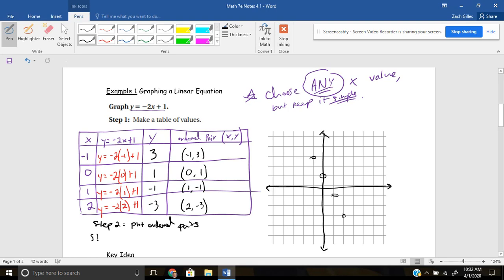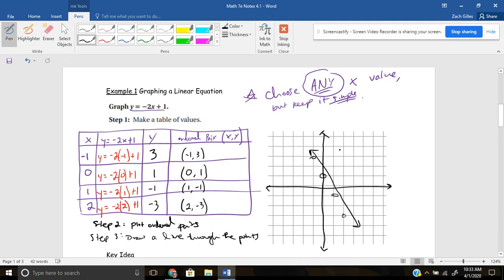So the third step, step 3, is to draw a line through the points. Okay, draw a line through the points, and then I'm done. As best as I can here, not promising a perfectly straight line, but if you have a textbook or a ruler or something like that, you can use it.